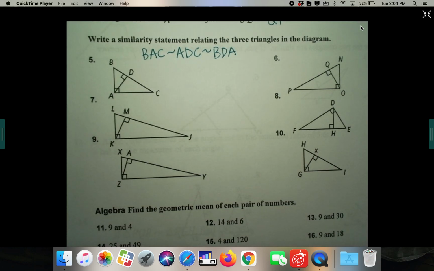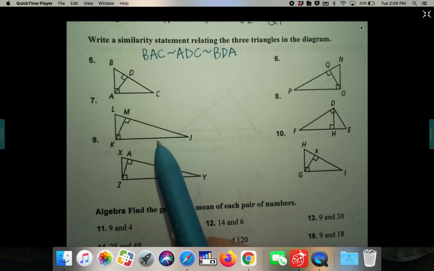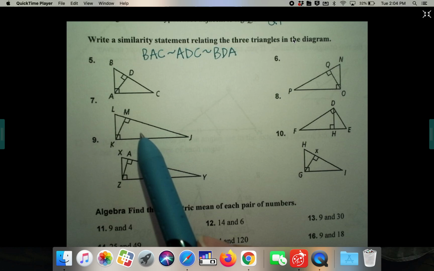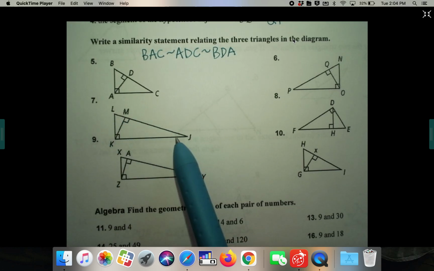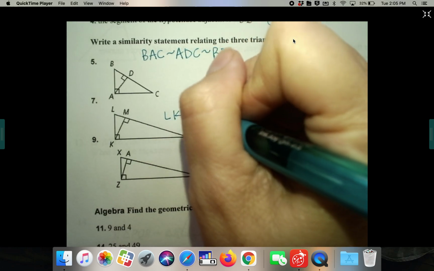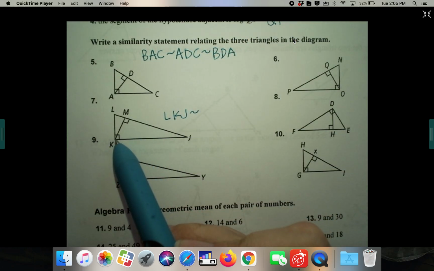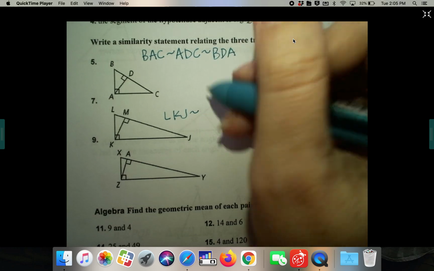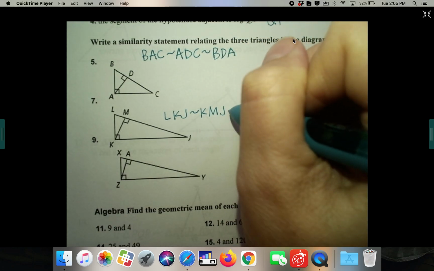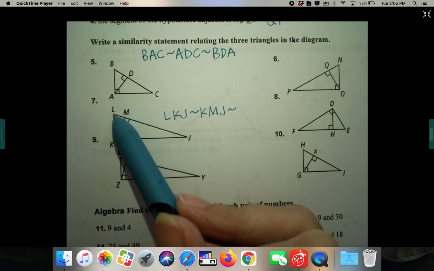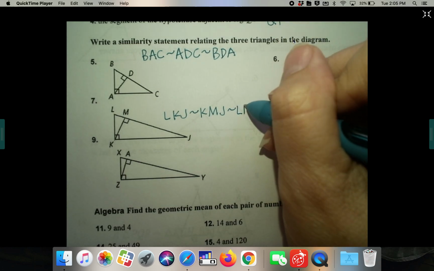Okay. I'll just try maybe one more of those. Let's move down here to 7. So I'll do short leg, long leg, hypotenuse, which would be L, K, J. Of the medium one, it'd be K, M, J. And of the baby tiny one, it'd be L, M, K.